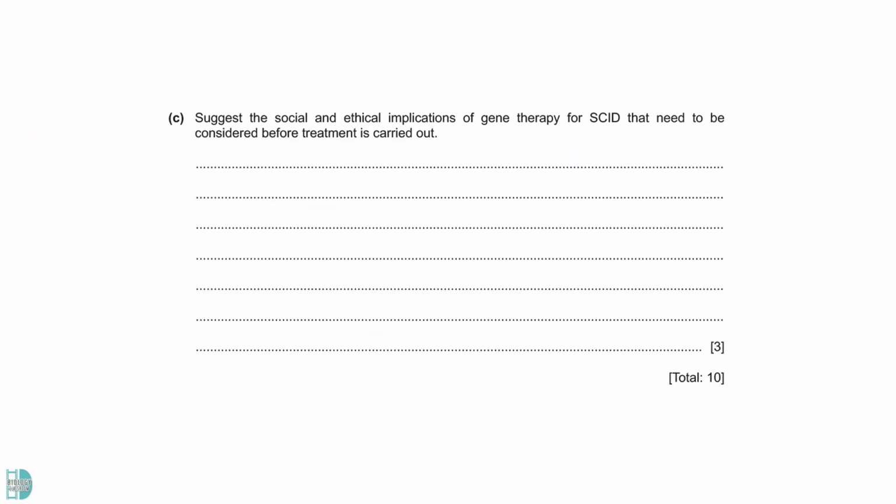C. Suggest the social and ethical implications of gene therapy for SCID that need to be considered before the treatment is carried out. You should discuss both the positive and negative implications. Many students lose marks as they only talk about the negative side. Let's look at the positive implications.